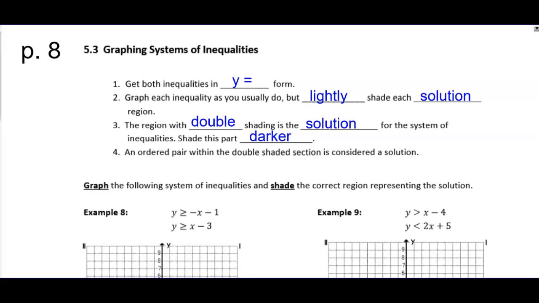Hey everybody, we're working on section 5.3 today, graphing systems of inequalities. So find page 8 and just copy down the fill in the blank part at the top of the page. Put the video on pause, get that copied, and then we'll explain how to do the rest.